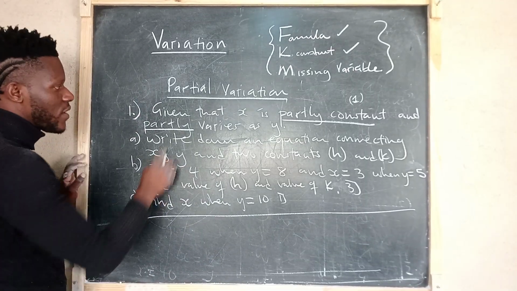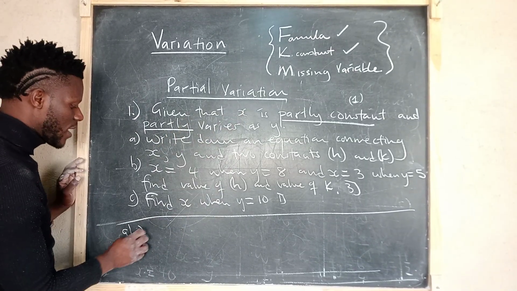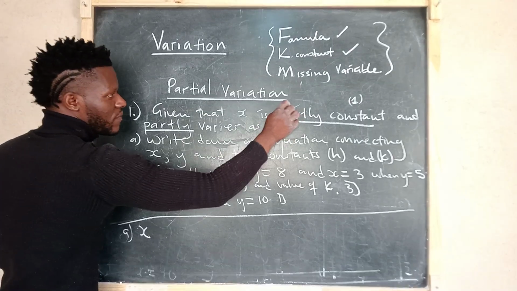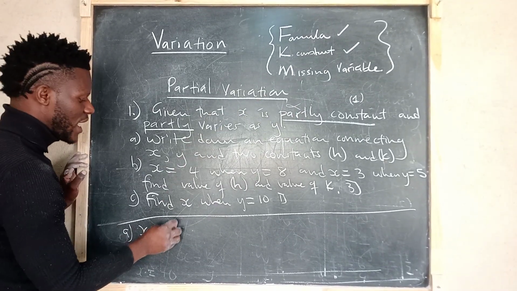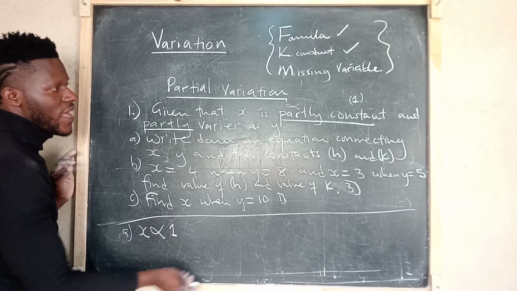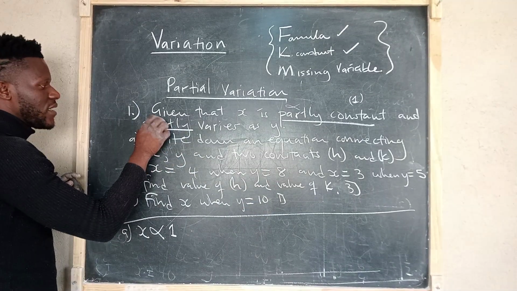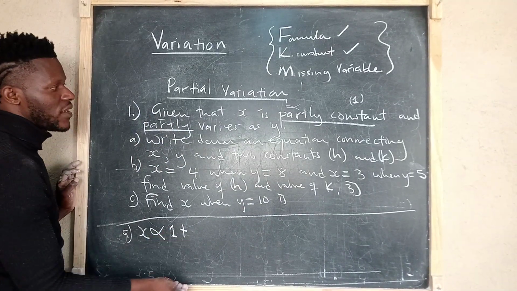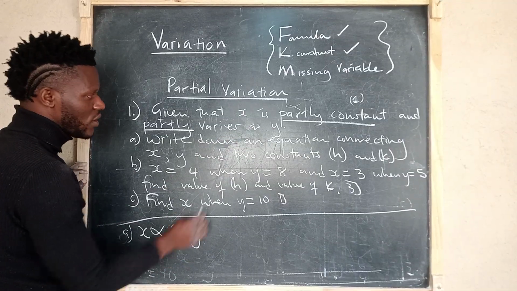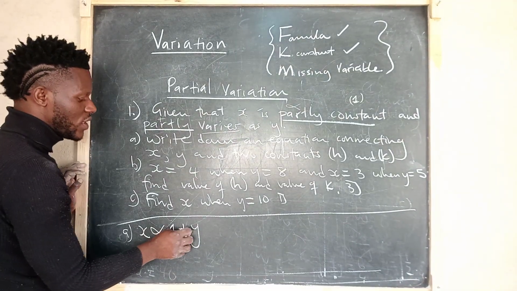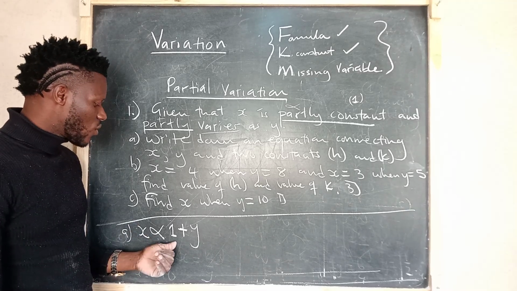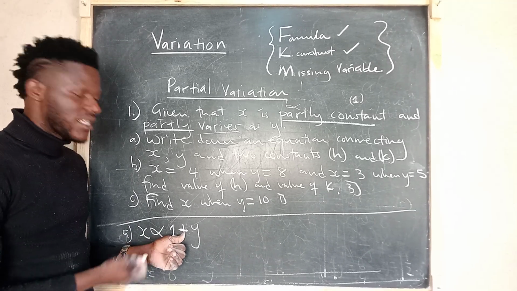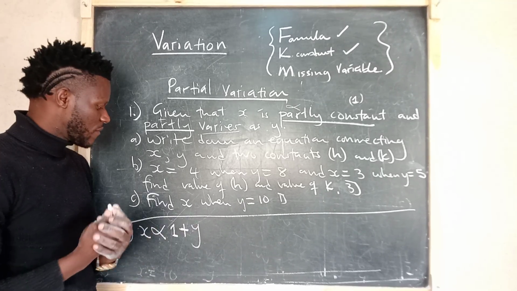Number A, given that x is partly constant, you write down 1. And the other partly, that's addition, plus, then y. You ignore the word varies. You will not introduce another variation symbol. X is partly constant and partly varies as y.